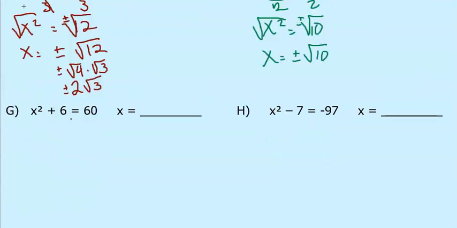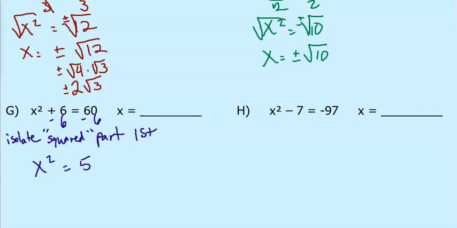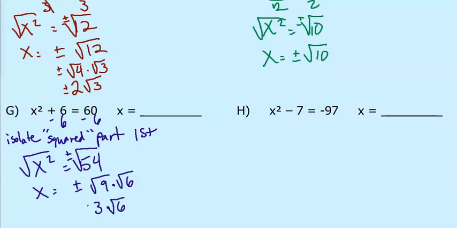G, x squared plus 6 equals 60. The first thing you want to do is subtract 6 from each side to isolate the squared part. And then we have x squared equals 54. Take the square root of each side, put plus or minus sign. X equals plus or minus square root of 54. 54 is the same thing as 9 times 6. The square root of 9 is 3. Square root of 6 is just square root of 6. So those are your two solutions.